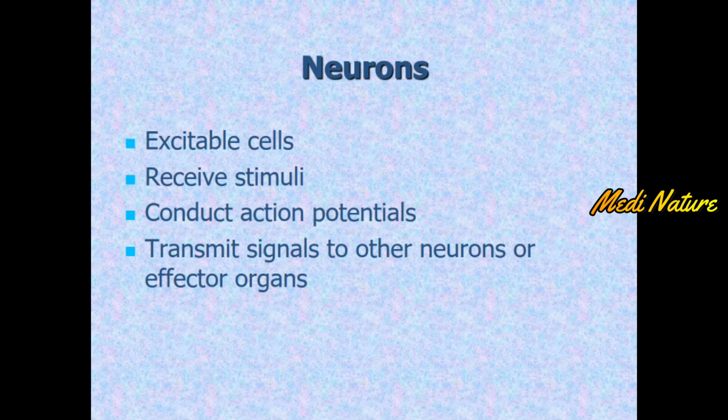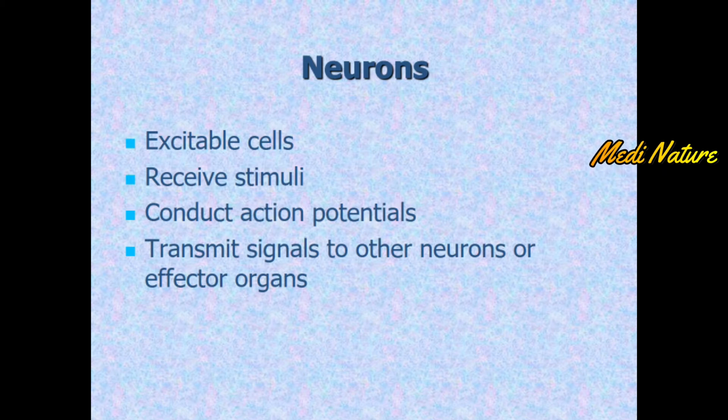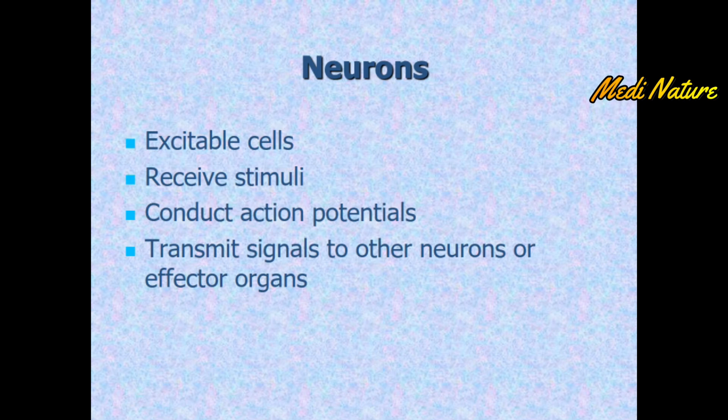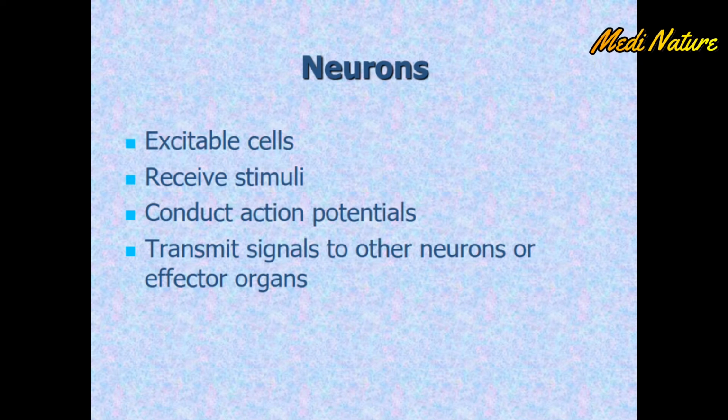Neurons are the main type of cells which form the nervous system. That is because they are the excitable cells which can receive stimuli, and the impulses are conducted through neurons as action potentials. These signals are transmitted to other neurons as well as the effector organs of the nervous system.